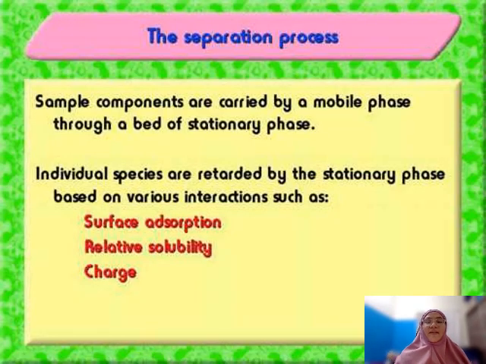So the separation process, the sample components are carried by a mobile phase. Mobile phase akan bawa the sample mixture sampai ke detector, along the stationary phase. The individual species are retarded by the stationary phase based on various interactions such as surface adsorption, relative solubility, and the charge. So the components or the compounds akan berhenti pada stationary phase, based on the surface adsorption, relative solubility, and the charge of the compounds.